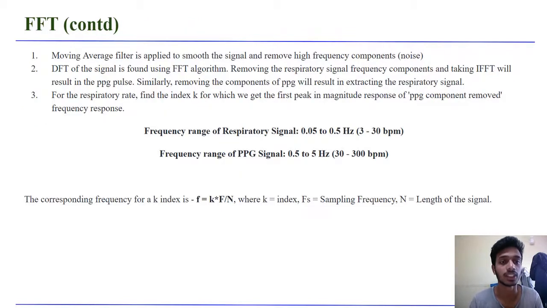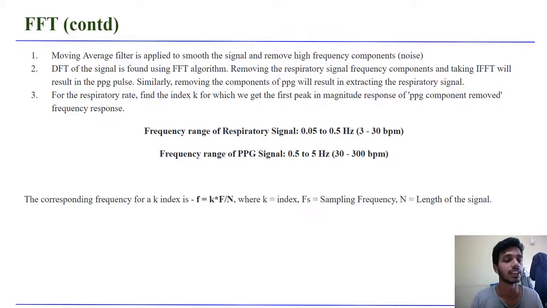So moving on. This is the concept required for our experiment today. The first thing we need to do is apply a moving average filter to eliminate the high frequency noises. This would be followed by computing the DFT of the signal using the FFT algorithm in order to reduce our complexity and optimize our algorithm. This will be followed by removing the respiratory signal frequency components, then taking the inverse using FFT. This will result in a clean PPG pulse. Similarly, removing the components of PPG from the spectrum and applying the inverse will result in extracting the respiratory signal.